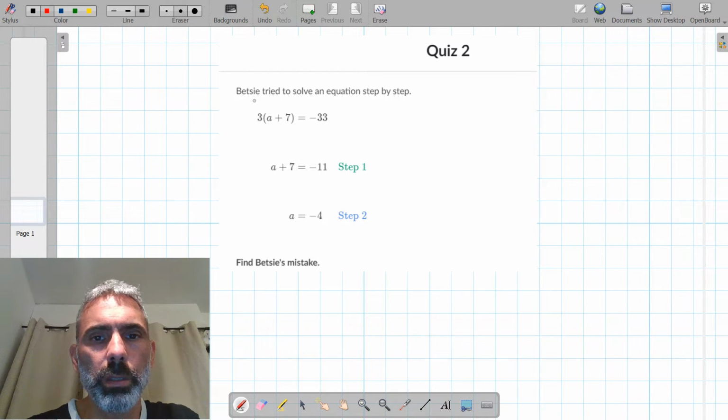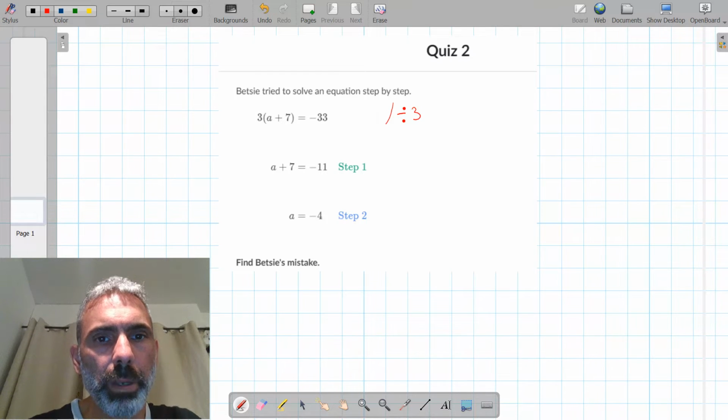Okay, so the first step, let's see. I see that on the left hand side she got rid of the 3, which means that she divided both sides of the equation by 3. So here we are left with a plus 7, and minus 33 divided by 3 is indeed minus 11. So this step is correct.